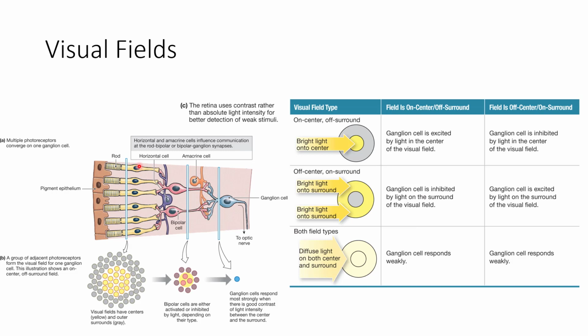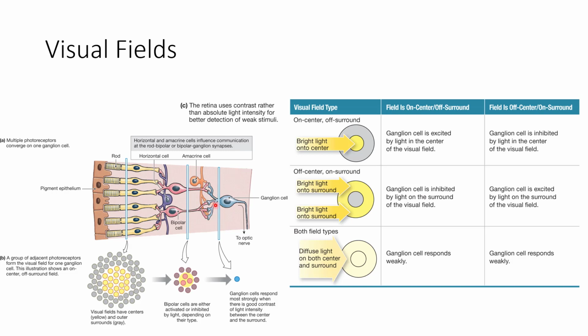Now, I talked about how we have this convergence coming from our visual photoreceptors down to a ganglionic cell. And this is very similar. They create what's called a visual field, which is very similar to a receptive field when we talked about our somatic sensory, like touch. We now know that vision is largely perceived by the brain not by the presence of light, but the contrast of light. And that's due to these visual fields.